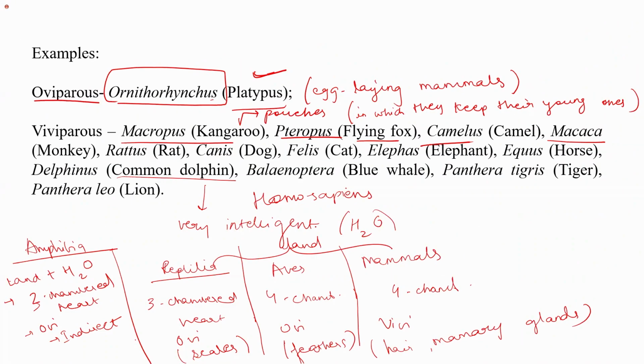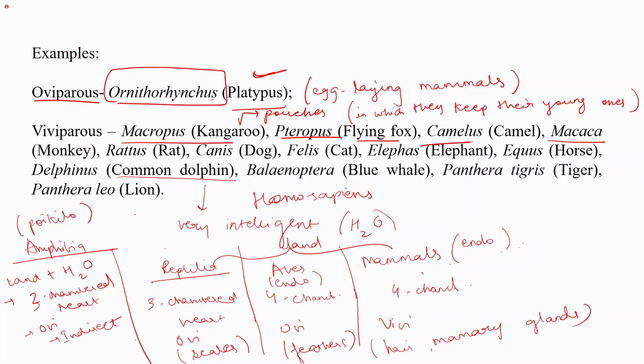Also, one of the important features is that the mammals are homeothermic, that is, they are also endothermic, that is, they can maintain their body temperature. So, aves and mammals both can maintain their body temperature. They are homeothermic, while these are poikilothermic. That is, they are not able to maintain their body temperature. So these are certain differences. You need to remember these differences. You need to remember their examples.